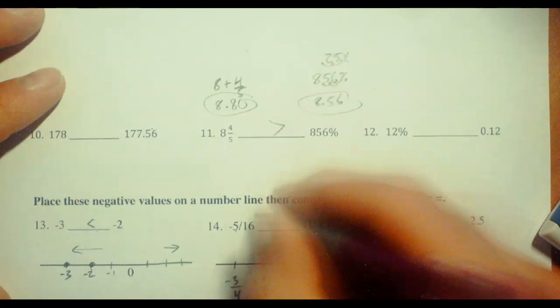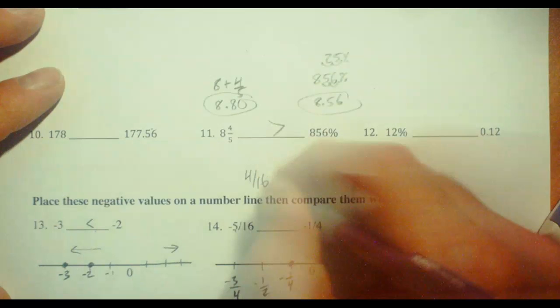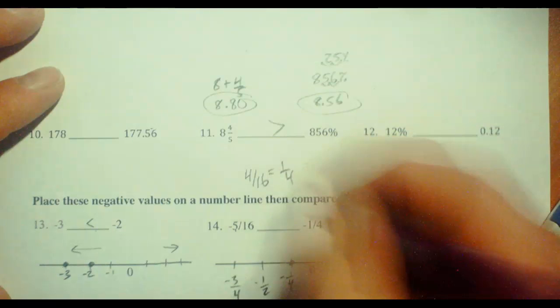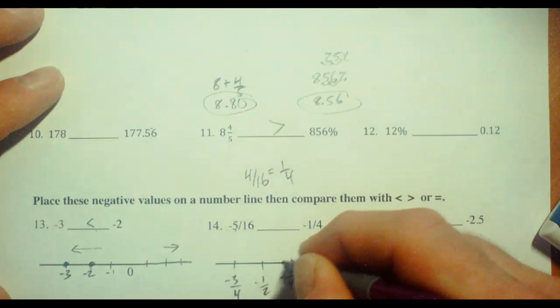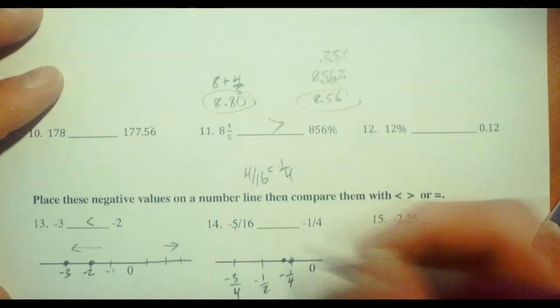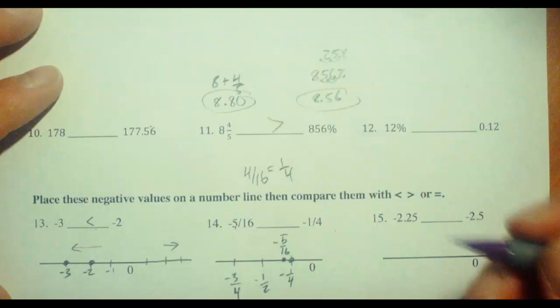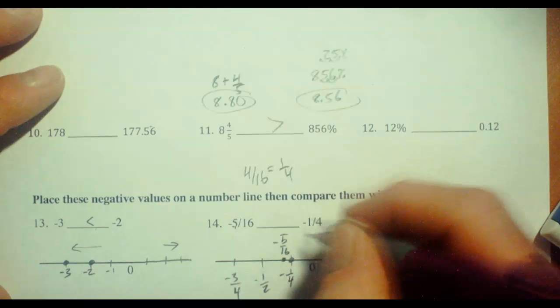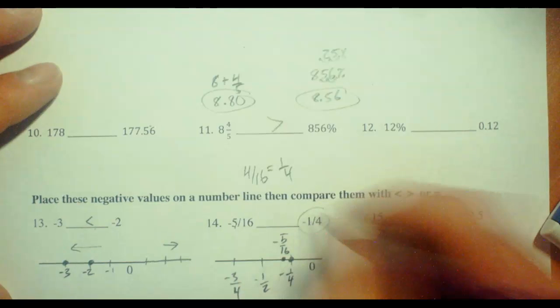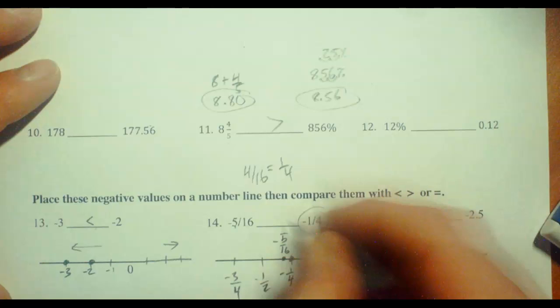Well, I know that 4/16 equals 1/4. So 5/16 is going to be just right about here, just a little bit bigger. So I'll label that -5/16. Of course, it's negative. Which one of these is greater? Well, which one's closer to 0? -1/4 is closer to 0, so it's larger.